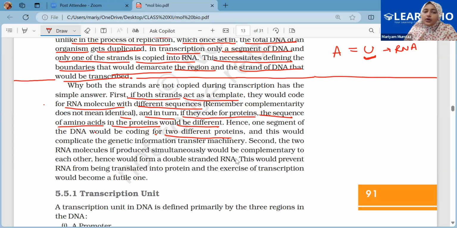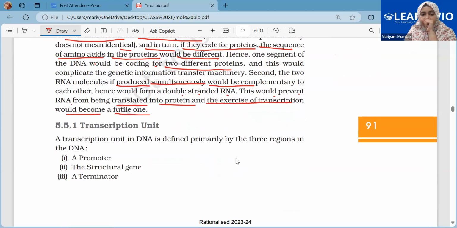Second, two RNA molecules, if produced simultaneously, would be complementary to each other, hence would form a double-stranded RNA. This would prevent RNA from being translated into protein, and the exercise of transcription would become a futile one. So that is why both the strands do not undergo the process of transcription, only one does.